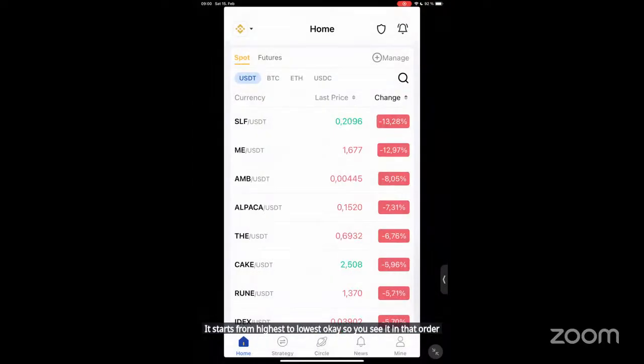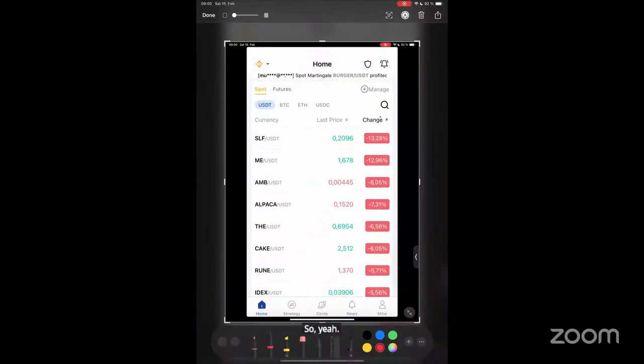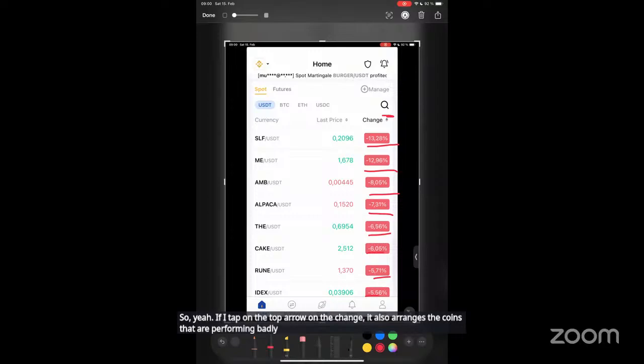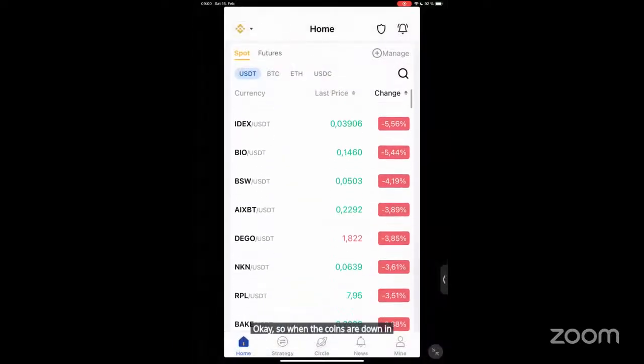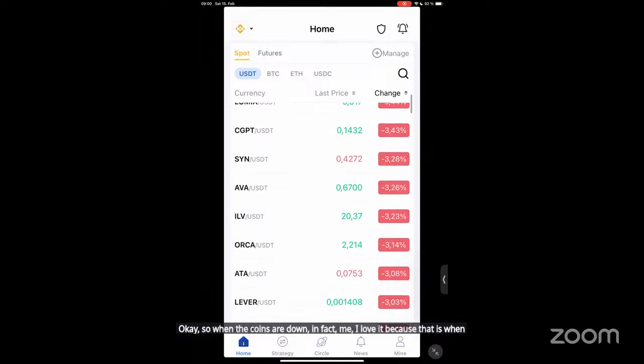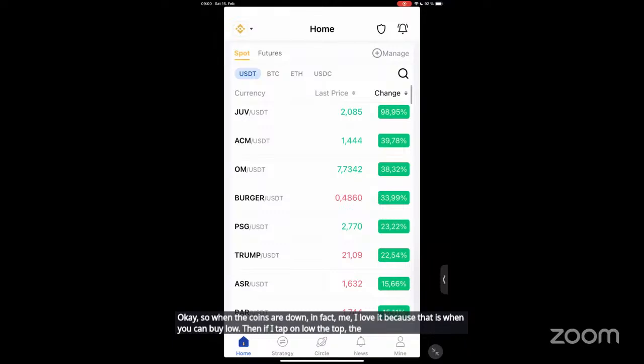Then the change. If I tap on the top arrow on the change, it also arranges the coins that are performing badly. A lot of people complain when they see a coin in negative. But me, I jubilate, because that's the only opportunity you can get to buy at a lower price. When the coins are down, in fact, I love it, because that is when you can buy low.